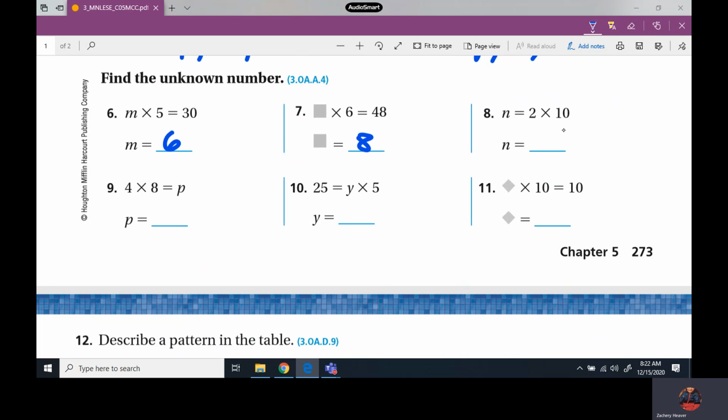N equals 2 times 10. So what's 2 times 10 equal? 20. 4 times 8 equals P. Well, 4 times 8 is 32. 25 equals Y times 5. 5 times what equals 25? 5. And then what times 10 equals 10? 1.